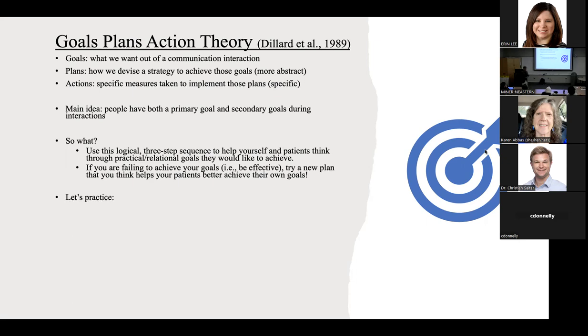So let's practice here. Let's imagine our primary goal is to inform a patient that they've been diagnosed with stage 4 cancer. That's our primary goal. That's the reason we're going into the encounter. That's why we are here. That is our primary job right now. So what are some secondary goals? I'll start you off with one: maybe to comfort the patient. What other secondary goals might you have when that is your primary goal?